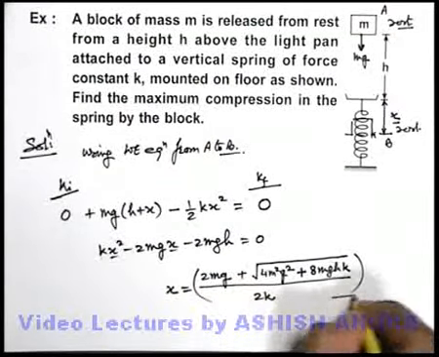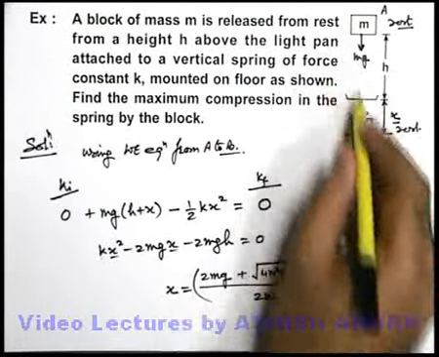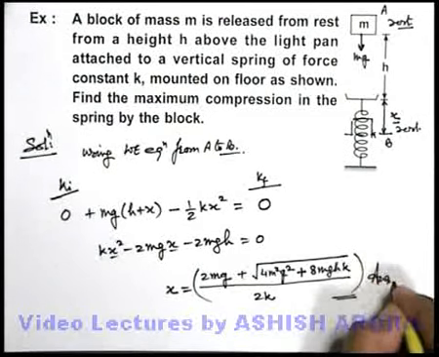So this is the maximum compression in the spring because of the falling block. So this will be the answer to our problem.